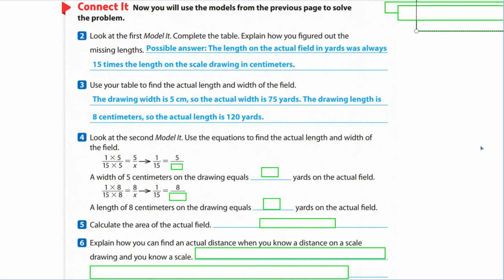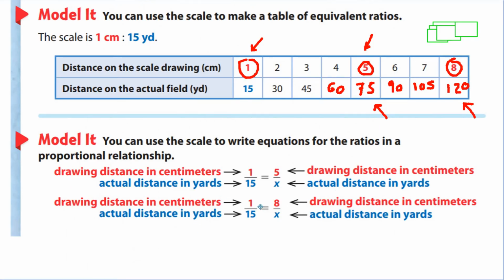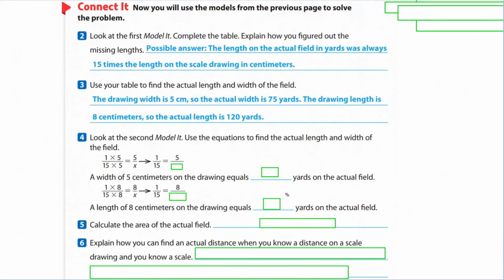Now, for question 4, with the second model right here, with the proportions. Notice how they set this up. This information was given, 1 centimeter, and I always like to write the unit so we know they correspond. 1 centimeter, 15 yards. 5 centimeters is how many yards, right? You can see centimeters correspond with centimeters. Okay. So now they did that here for you, and all you have to do is find the missing length here. Okay. If you don't remember how to solve proportions, we can help you.